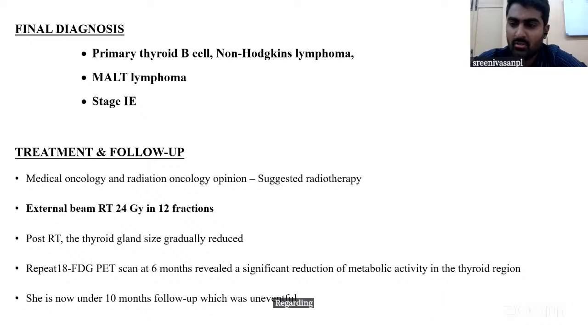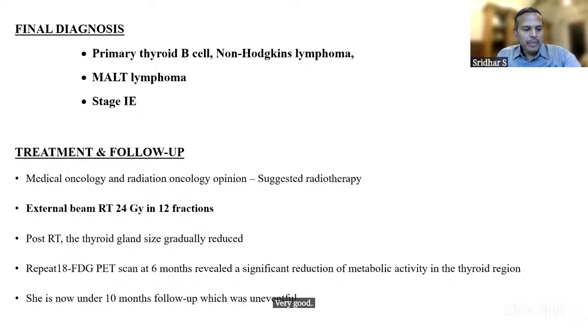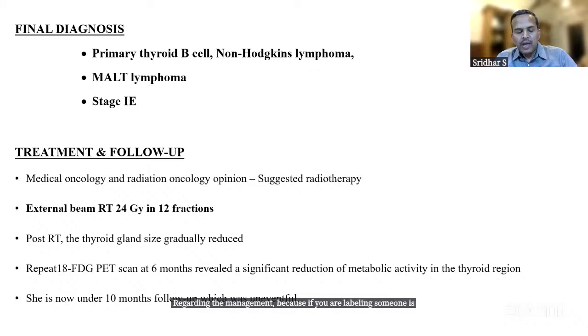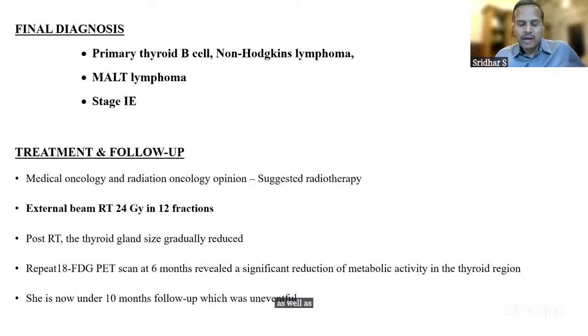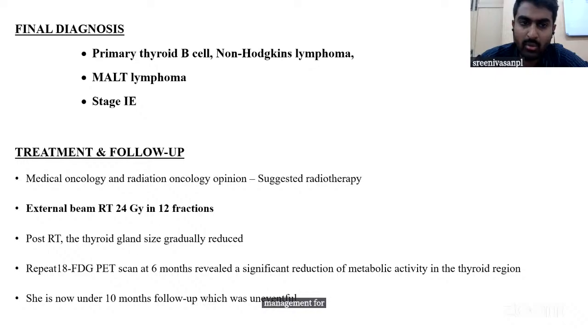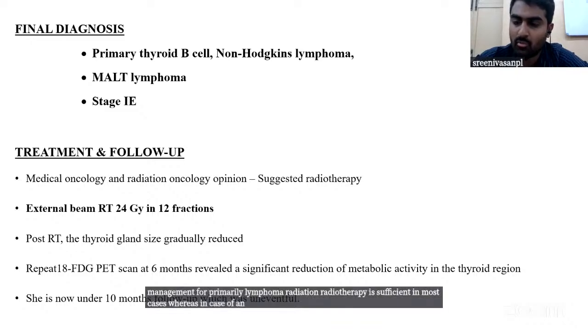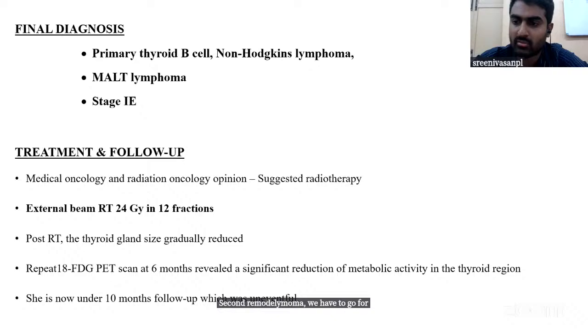Regarding differentiation, starting clinically, primary thyroid lymphoma arises in the background of Hashimoto's thyroiditis. In secondary, mostly the patient will not have this background. Regarding the management, how does it differ if you are labeling someone as primary thyroid lymphoma versus secondary thyroid lymphoma? Management for a primary thyroid lymphoma, particularly MALT lymphoma, radiotherapy is sufficient in most cases. Whereas in case of a secondary MALT lymphoma, we have to go for combined chemoradiotherapy. That will be essential, sir.